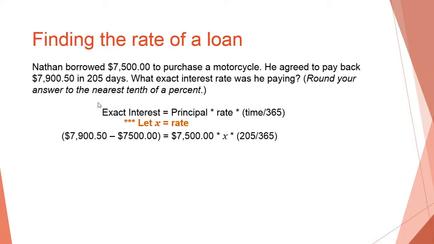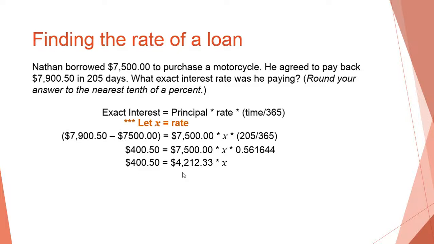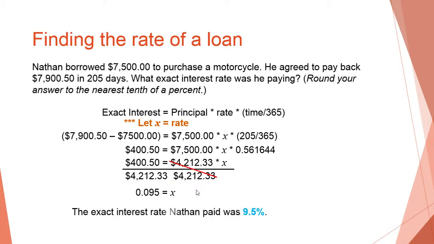Plug in everything we know. Keep in mind that we don't know the actual interest. They gave us the maturity value of $7,900 and the principal of $7,500, so the exact interest is going to be $450. Now let's combine like terms. On the right side, we get $4,212.33 times x. Use opposite operation to get x by itself. That means we need to divide, giving us 0.095. Convert that to a percentage, which is 9.5%.